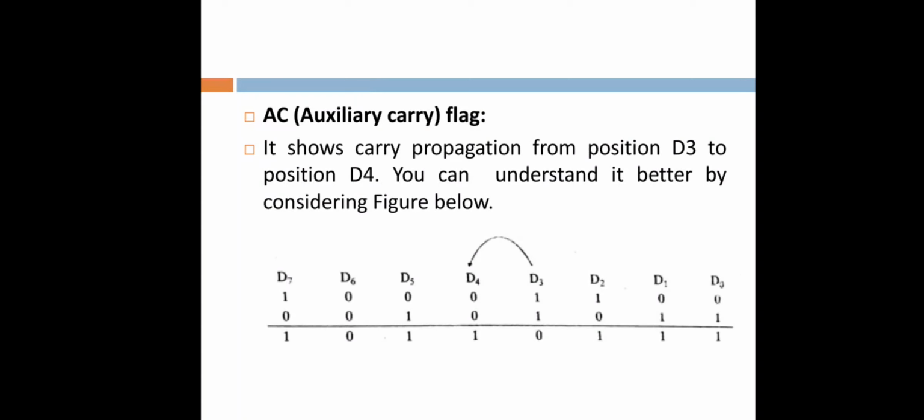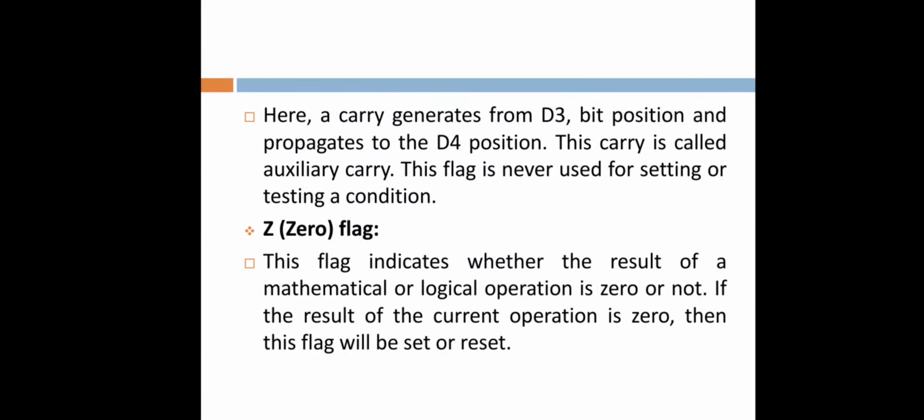Auxiliary carry, as shown in the example, is set whenever a carry is generated from the D3 bit to the D4 bit. In the example, the D3 bits are both 1 and 1, so the sum becomes 0 and a carry is generated from the D3 bit to the D4 bit, so the auxiliary carry flag is set. Here a carry is generated from the D3 position and propagated to the D4 position, so the auxiliary carry flag is set.